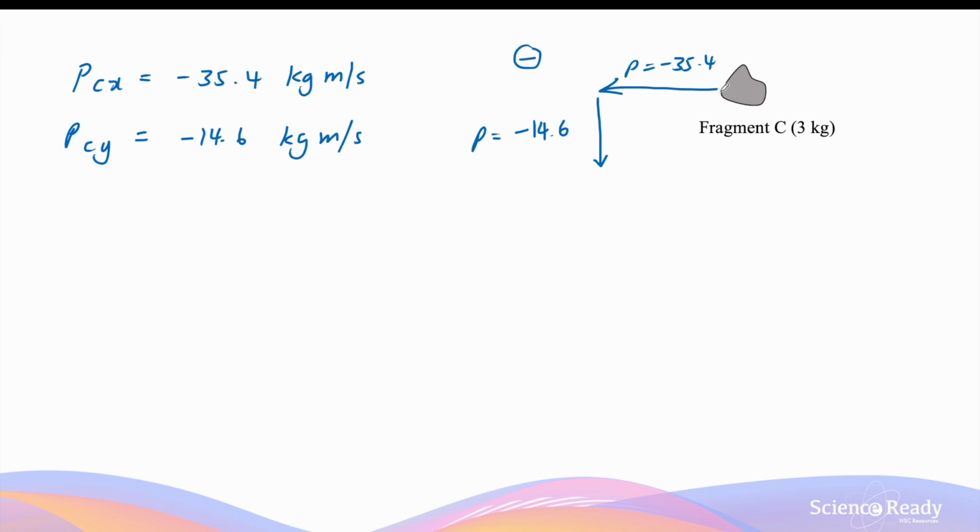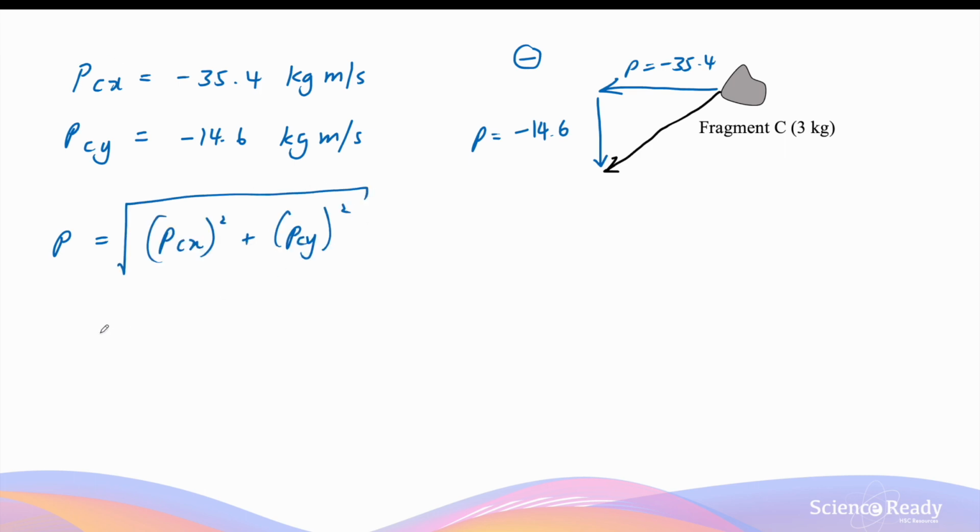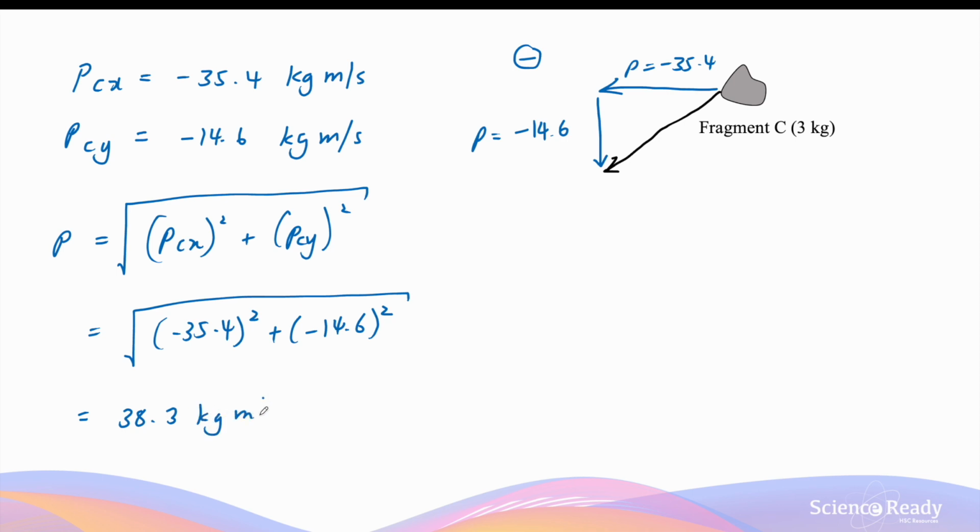From these two components, I can add the vectors to find the net momentum with the direction. Using Pythagoras theorem, my momentum will be equal to the square root of PCX squared plus PCY squared, so the square root of minus 35.4 squared plus minus 14.6 squared. This gives me a value of 38.3 kilograms meters per second. So this vector here, heading towards the bottom left of the screen, this is 38.3 kilograms meters per second.